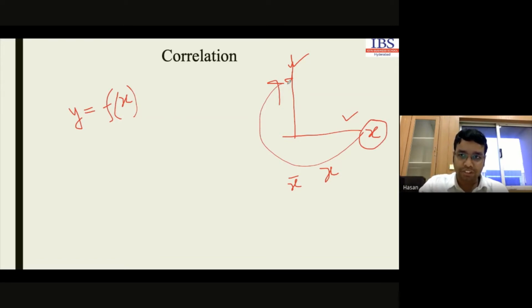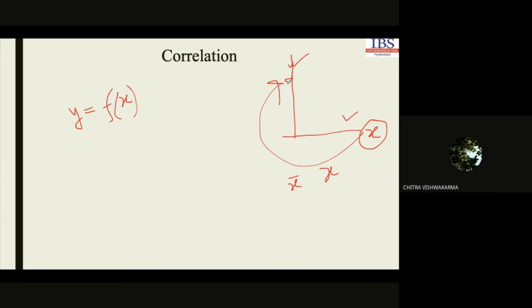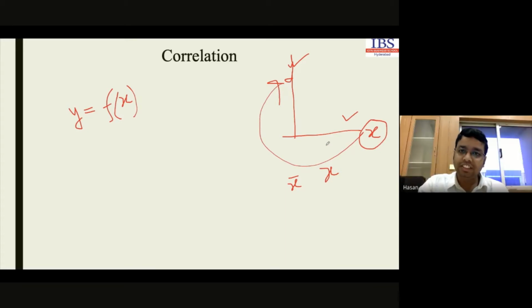Am I correct or not? Yes, sir. There is some relation. This particular relation is known as correlation. The relation between the variables in a set of data is known as correlation.